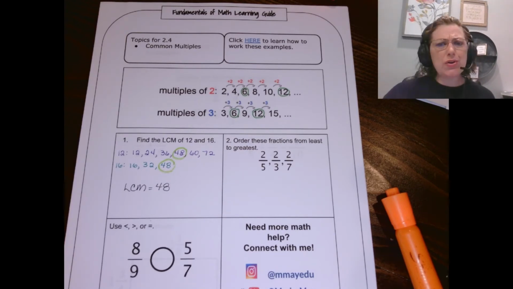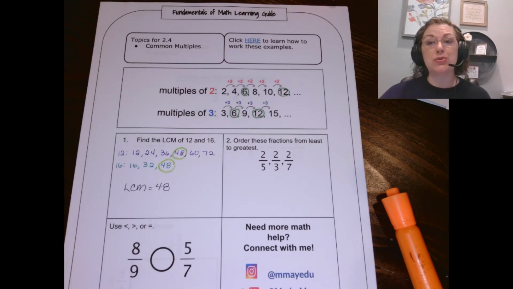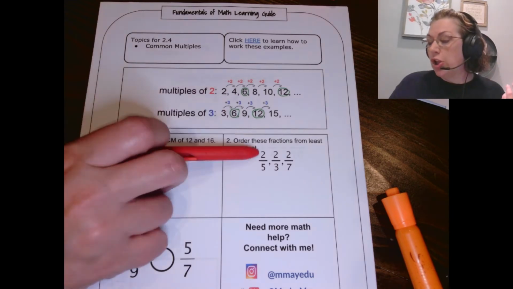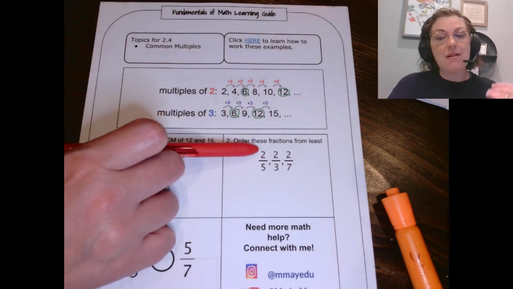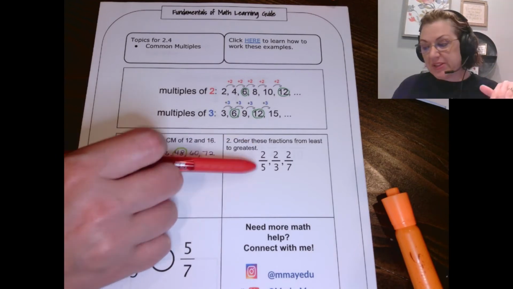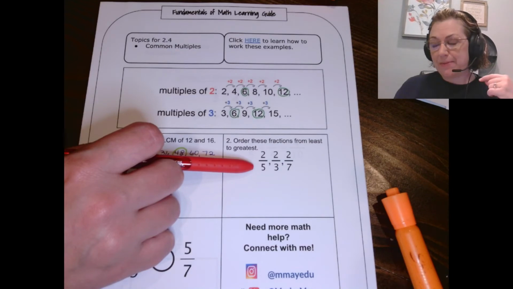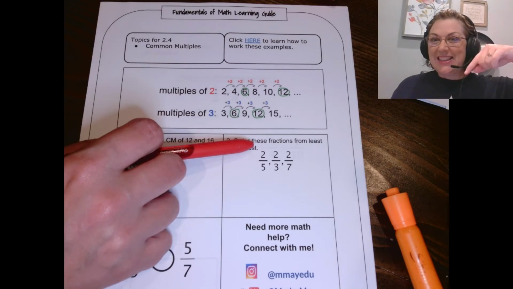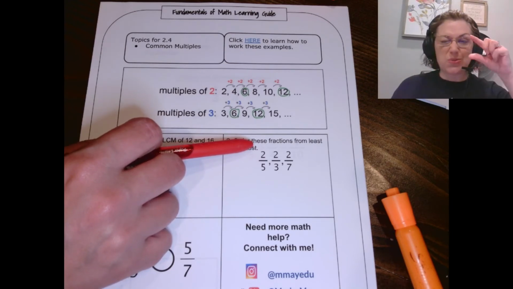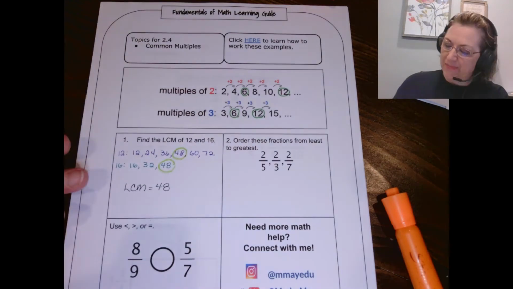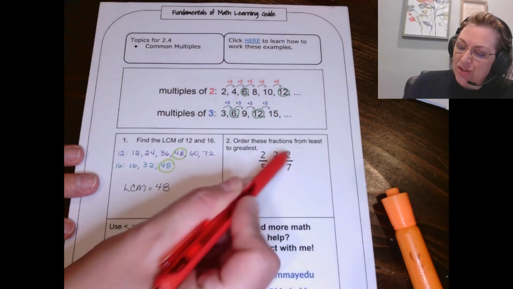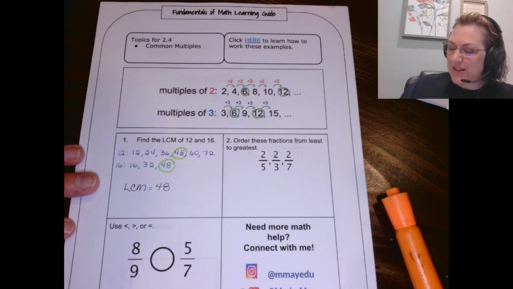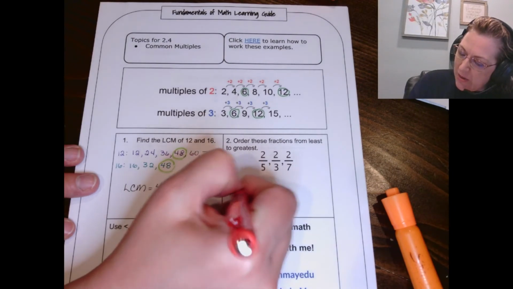This one says to order the fractions from smallest to largest, from least to greatest. Now, looking at the fractions, I notice that all of the tops, we call that the numerator, all of the numerators are the same, but the denominators are what is different. So something to remember is when the numerator is the same, the bigger the denominator, the actual smaller the fraction is. So in this case, I know that 2/7, because it has the largest denominator and all of the numerators are the same, 2/7 has to be the smallest.